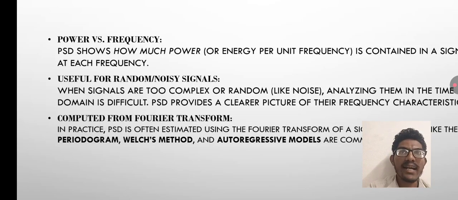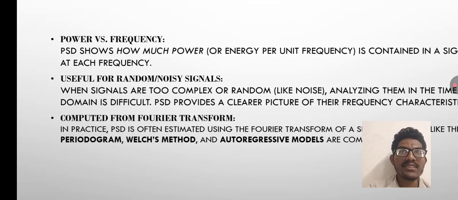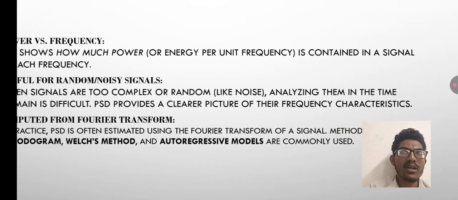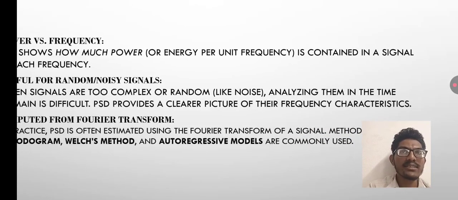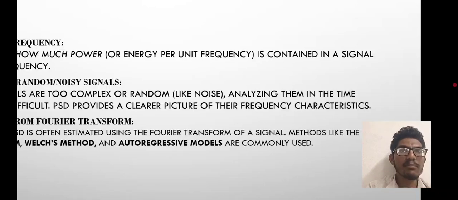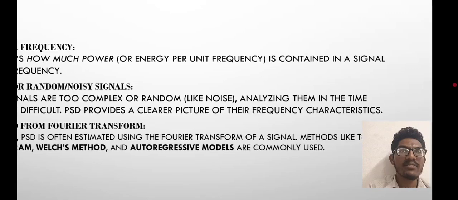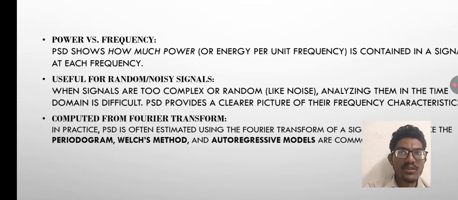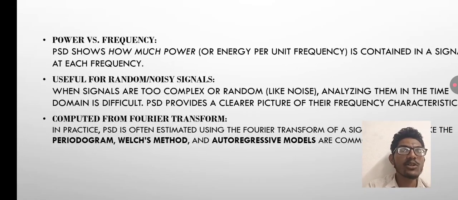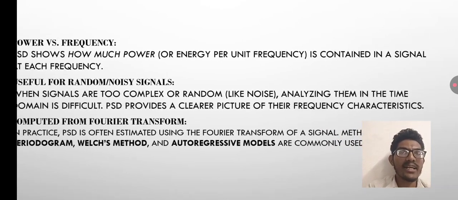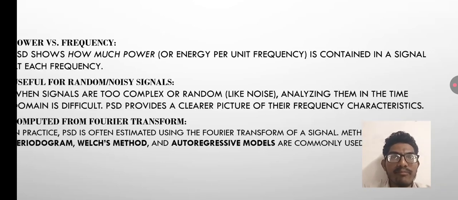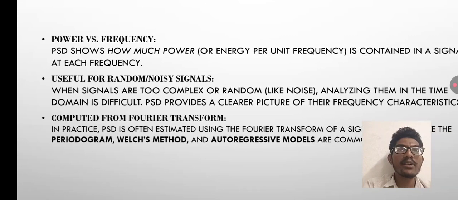Next, it is useful for random or noisy signals. When signals are too complex or random, like they have noise or other disturbances, analyzing them in the time domain is very difficult for us. Then PSD provides a clear picture of their frequency characteristics. So we use the power spectral density to reduce the complexity of random signals, meaning signals that have noise or disturbances in the main message signal. We reduce that noise or those disturbances by using the power spectral density.